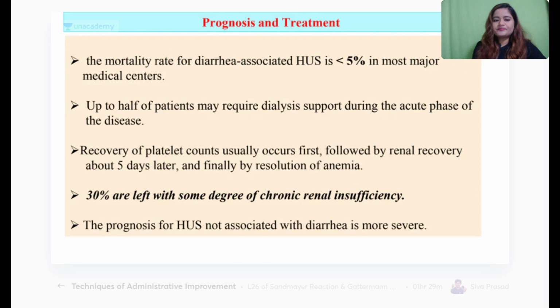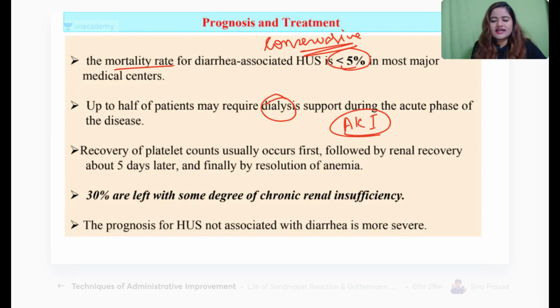Now coming to treatment, so treatment is also totally conservative. कोई एक drug नहीं है जो आपने दिया और HUS resolve हो गया. So the mortality rate for diarrhea-associated HUS is less than 5%. Now, up to half of the patients may require dialysis initially because it leads to acute kidney injury. So dialysis requirement is definitely present.